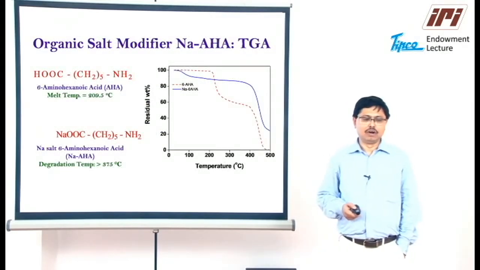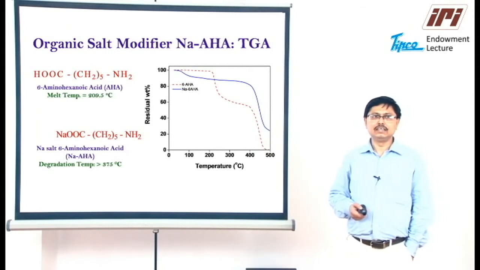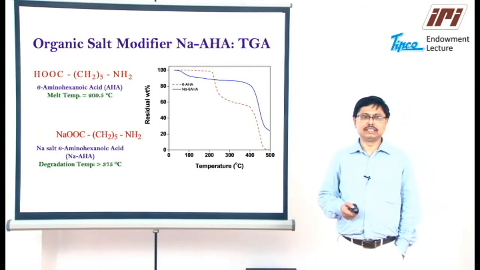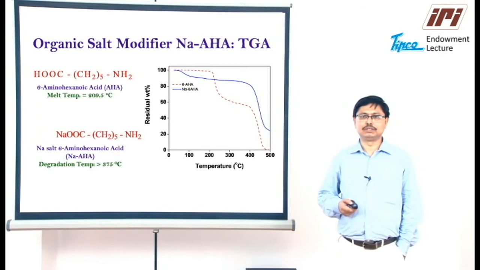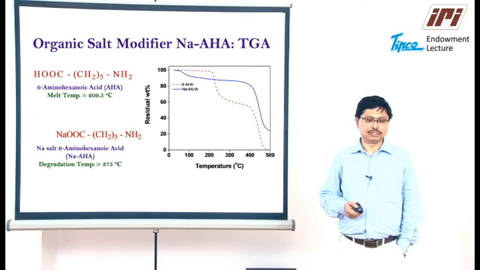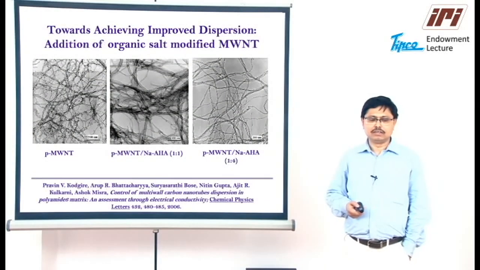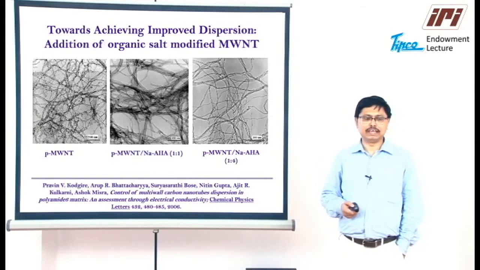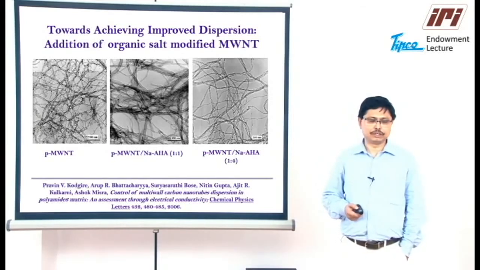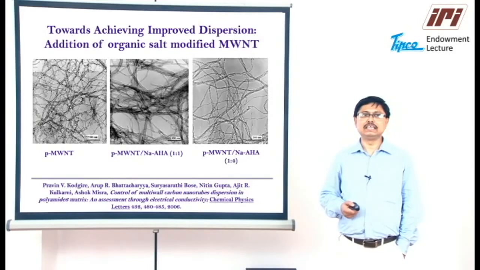So here is the structure of 6-aminohexanoic acid and its degradation temperature. Its degradation temperature is much higher than 375 degrees centigrade, so it is easier to process during melt mixing, where these modifiers would not be degraded. One can find the state of dispersion of multi-wall carbon nanotubes in the presence of the NaHA modifier through transmission electron microscopy, and one can see that with increasing NaHA concentration the exfoliated nanotubes are visible in the micrographs.